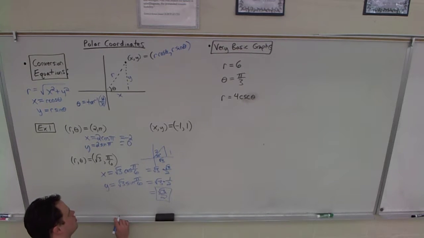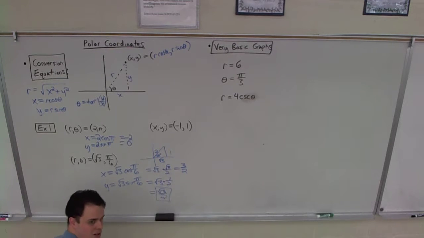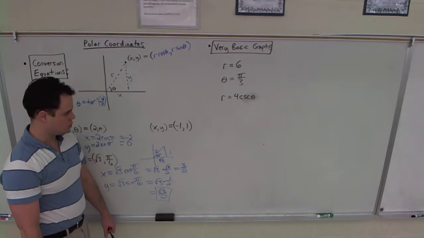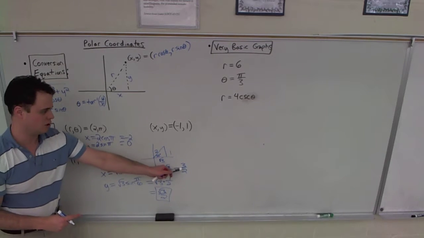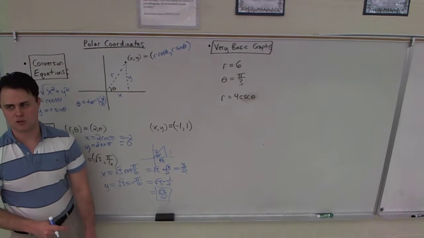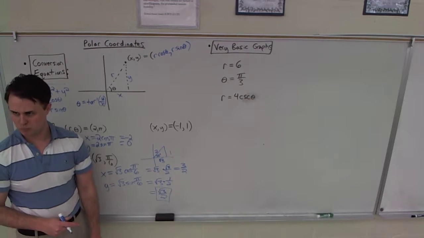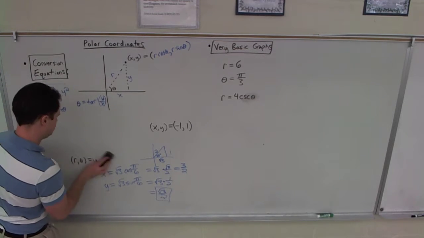So the y is square root of 3 over 2, and the x is 3/2. There you go. So the polar, that is the Cartesian 1.5 horizontally, square root of 3 over 2 up. Cool? There you go. Let's go backwards with one just so we can remember how to do that.